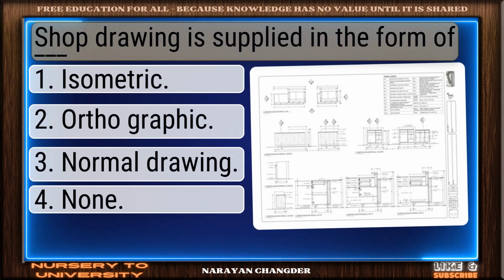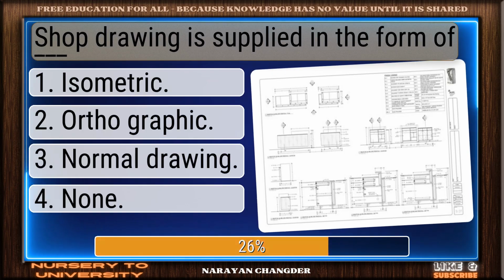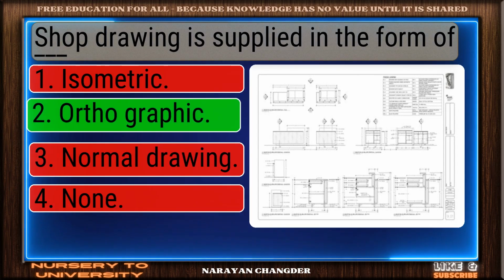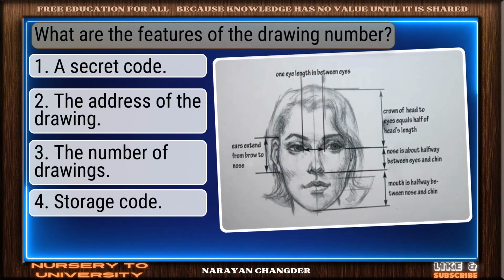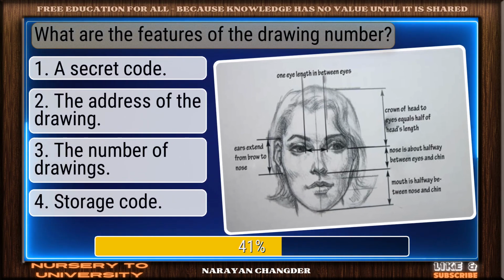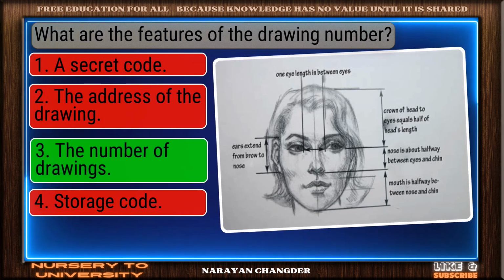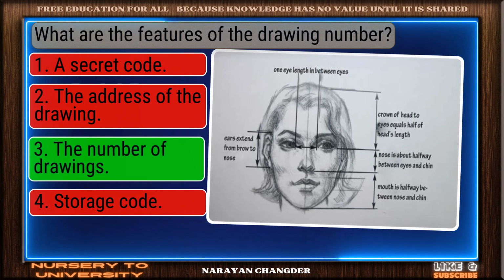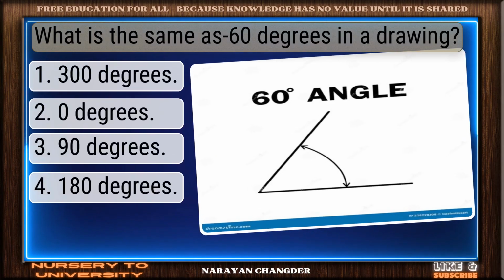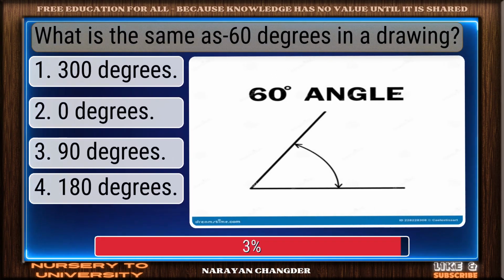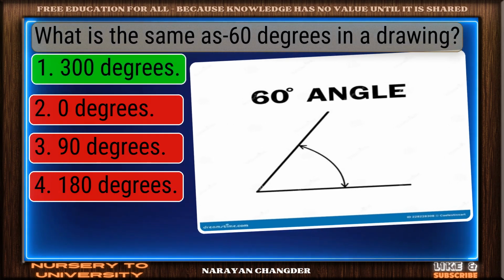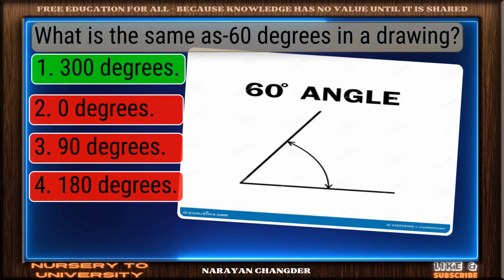Drawing is supplied in the form of dash. Nice work. You chose orthographic and it is correct. What are the features of the drawing number? Right again. The number of drawings is a valid answer. What is the same as 60 degrees in a drawing? Valid point. 300 degrees is true.